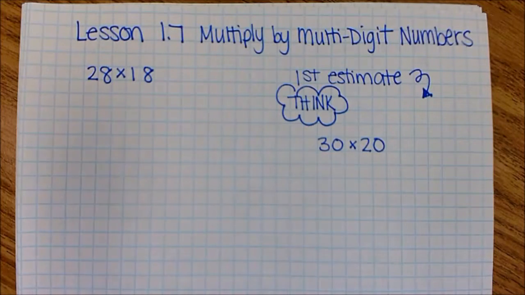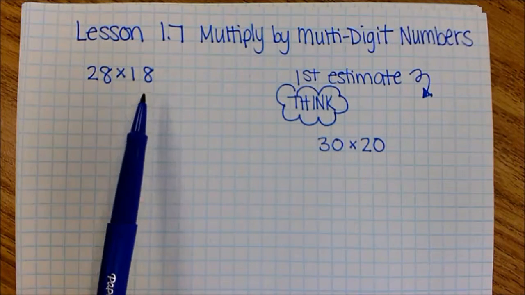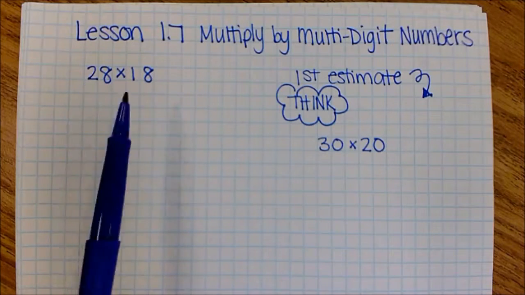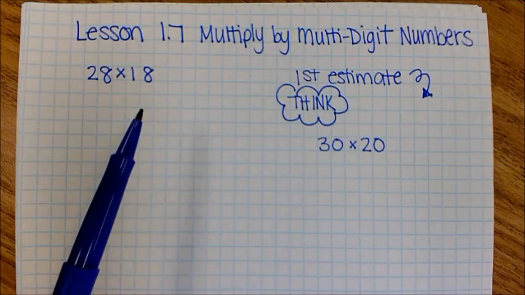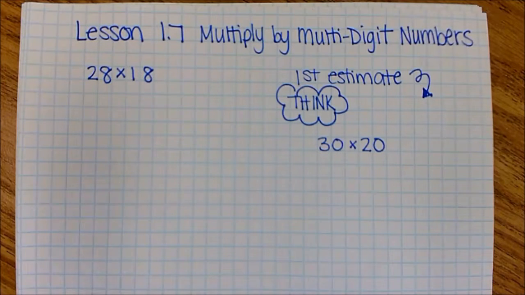All right, for lesson 7 of chapter 1, we addressed multiplying by multi-digit numbers. So now we're moving away from just multiplying a number that has 2 place values or 3 place values or 4 place values by a 1-digit number to now we're multiplying a number by a number that has 2 place values and sometimes 3 place values and sometimes even 4 place values. So let's take a look at some examples.